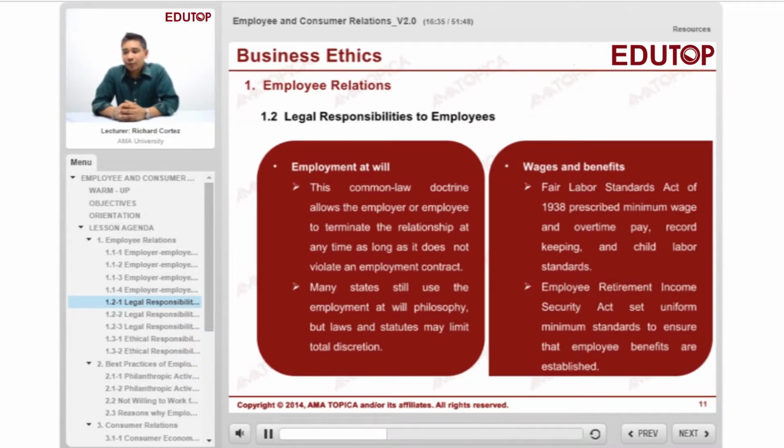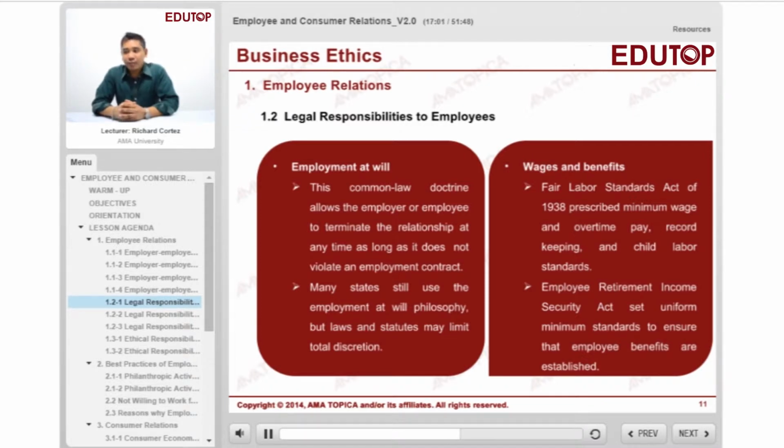So when it comes to wages and benefits, for example, the Fair Labor Standards Act, some companies are following the Fair Labor Standards. So we always follow the rules, the law given by the government. Example, how much is the minimum wage to be given to the employee. So your company should follow the rules or the law.